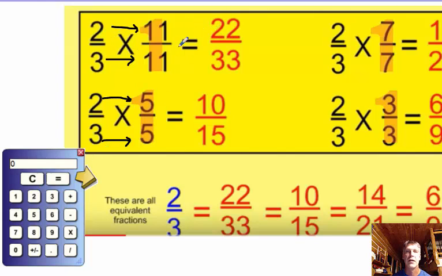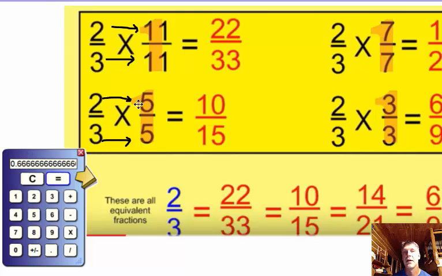So let's go to the calculator and look here. I'm going to take 2 divided by 3, and you come up with 0.6 repeating. And let's take 22 divided by 33. It should be the same, and it is, because I'm multiplying by 1, which doesn't change it. So let's go on to the next one.